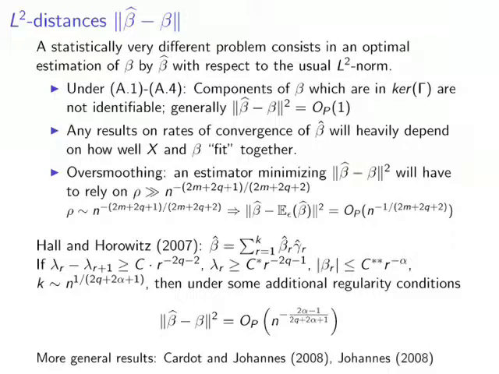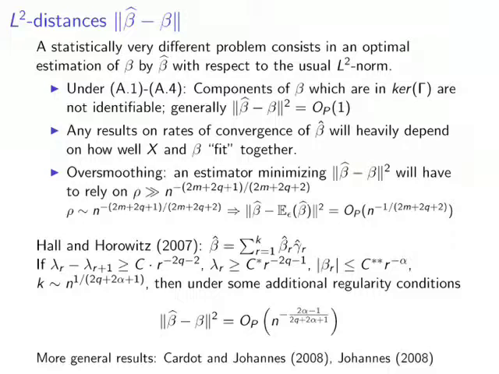For example, Hall and Horowitz do that. They say something about how well beta is represented in terms of an expansion in terms of the eigenfunctions of the covariance operator. They have to impose conditions there, and then they get convergence. But what is very important in any case, what we can show in any case, is that an estimator minimizing the difference beta hat minus beta will have to rely on a rho that is much, much, much larger than our rho that is optimal for prediction.